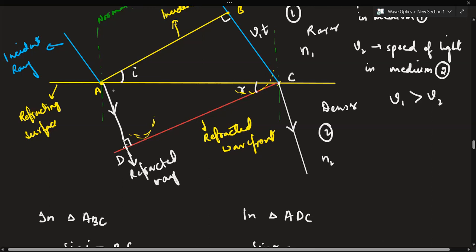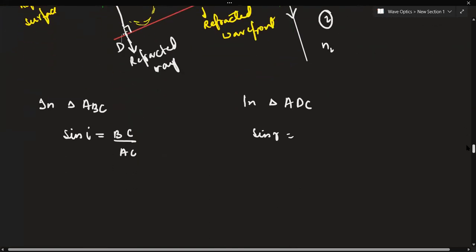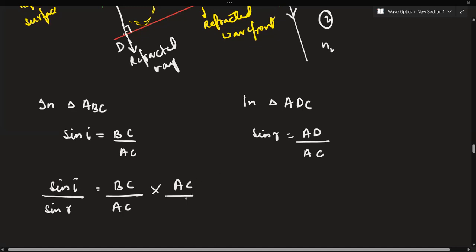AD by AC, exactly. So sine R would be AD by AC. So if I take the ratio sine I divided by sine R, AC is common for both of them. This will be BC by AC, and since sine R is getting divided, this will be the reciprocal of it. So it would be AC by AD. AC will get cancelled.